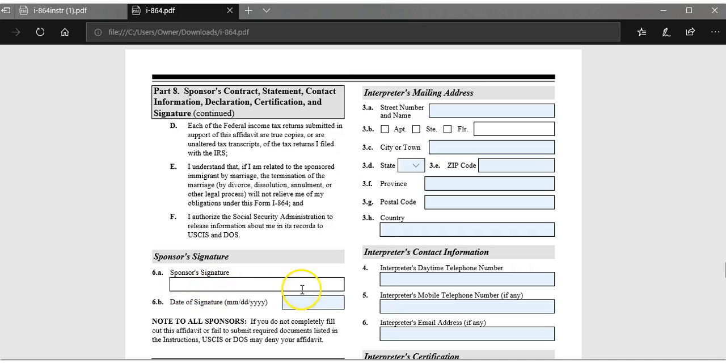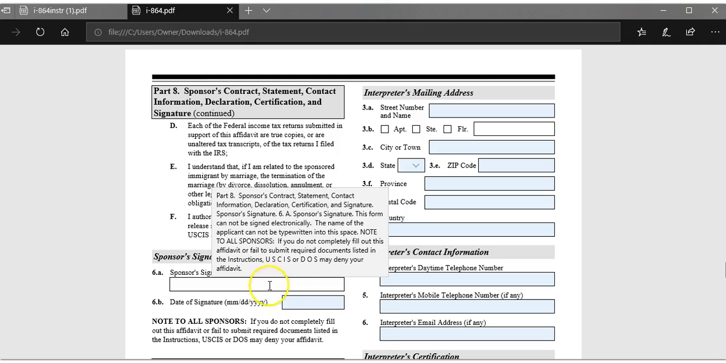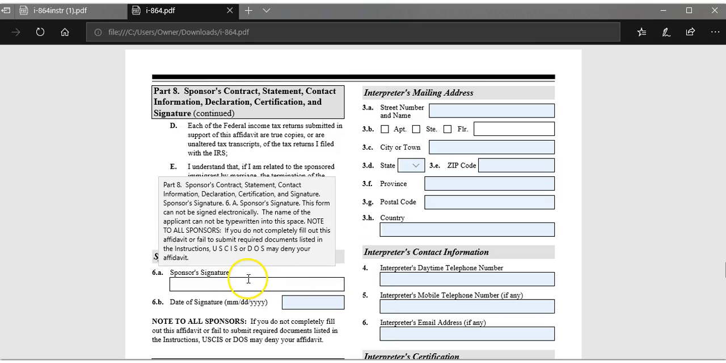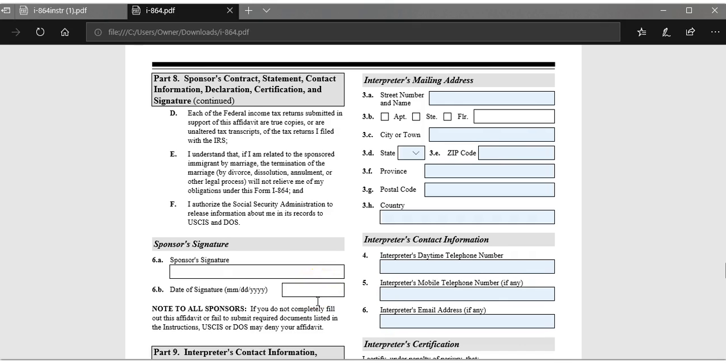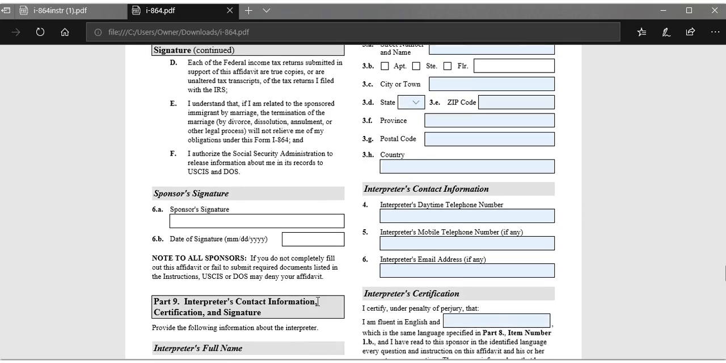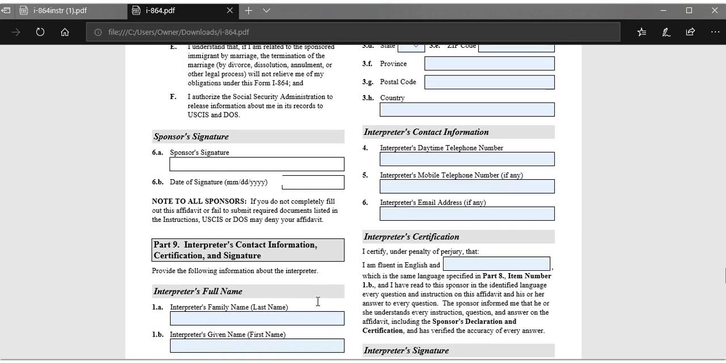6A. So print it out and sign it. Use black ink. And then you date it, the day when you sign this form, you date it.